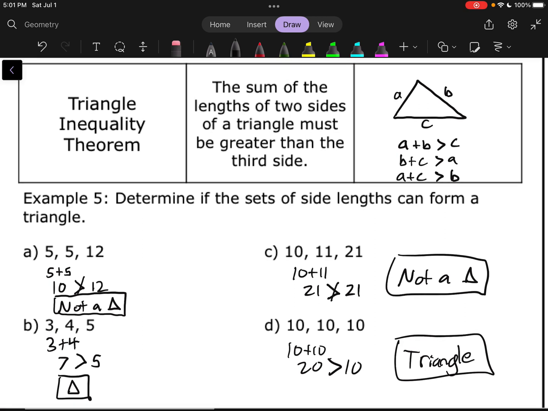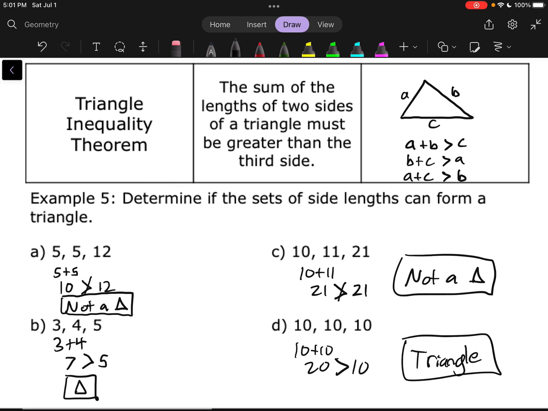So for simplicity's sake, just take the two smallest sides, A and B, add them together, and make sure that they are bigger than the biggest side. If it's not bigger, it's not going to make a triangle. Like we saw on A here, 10 was not bigger than 12, not a triangle. We saw over here, 21 is not bigger than 21, so not a triangle. Being equal to each other is not enough. We are checking to make sure that it is bigger. Otherwise, we cannot make a triangle.